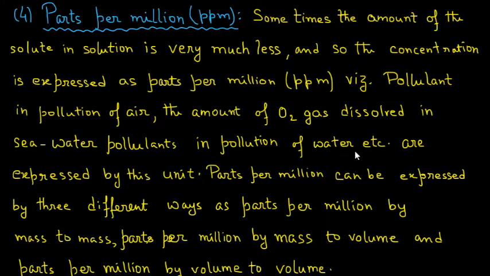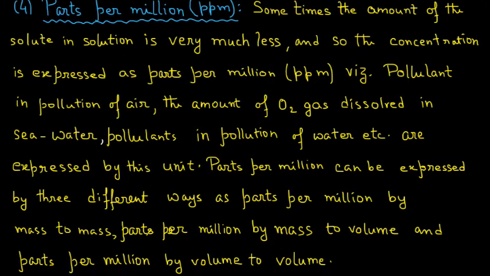Again, the amount of oxygen dissolved in seawater, or pollutants in pollution of air, etc., are expressed by this unit. Parts per million can be expressed in different ways: as parts per million by mass to mass, parts per million by mass to volume, and parts per million by volume to volume.